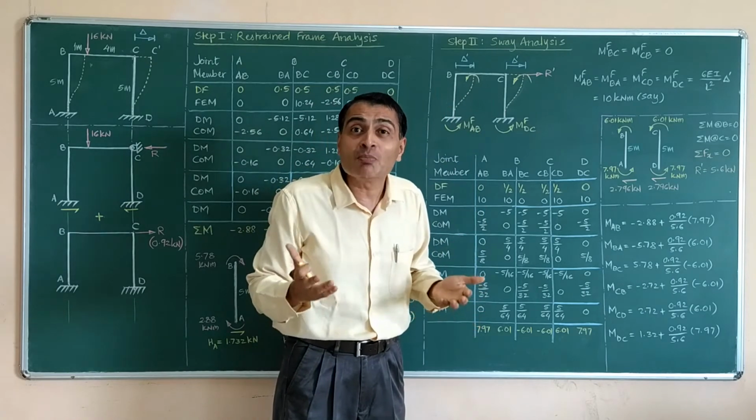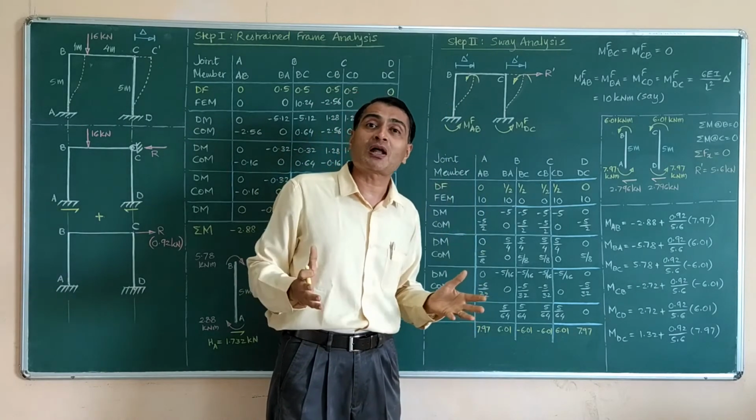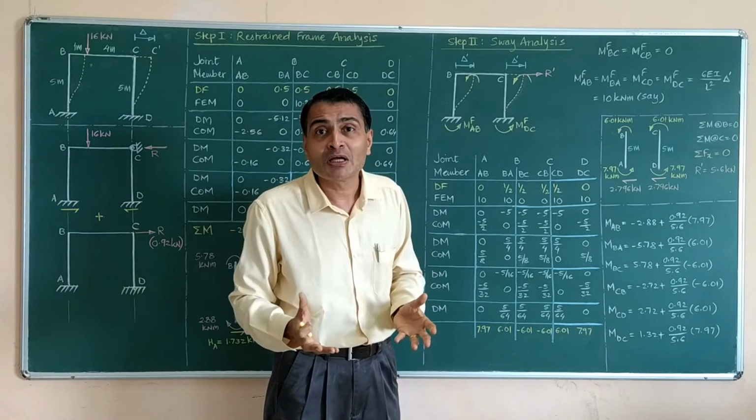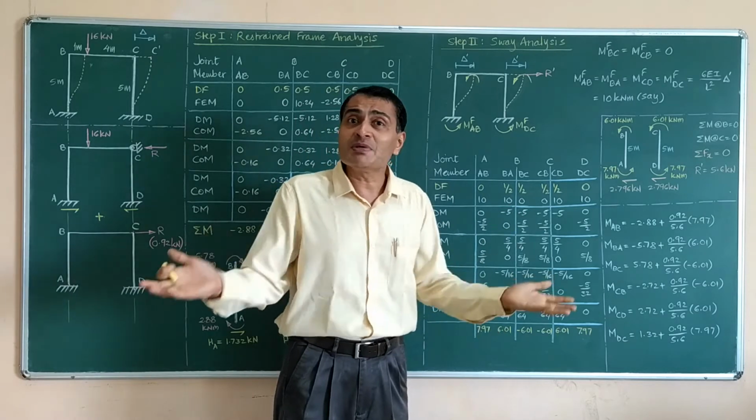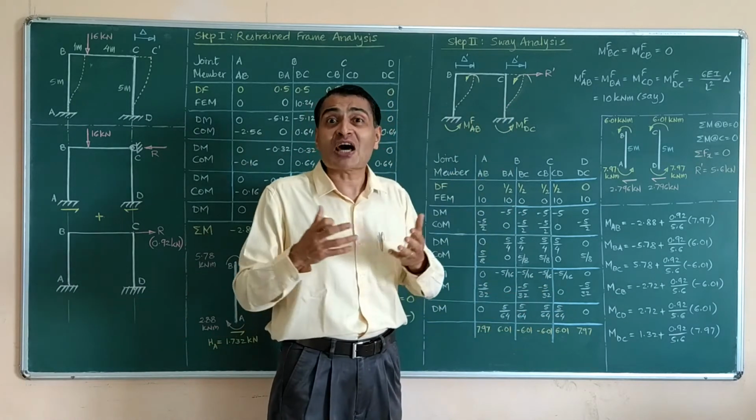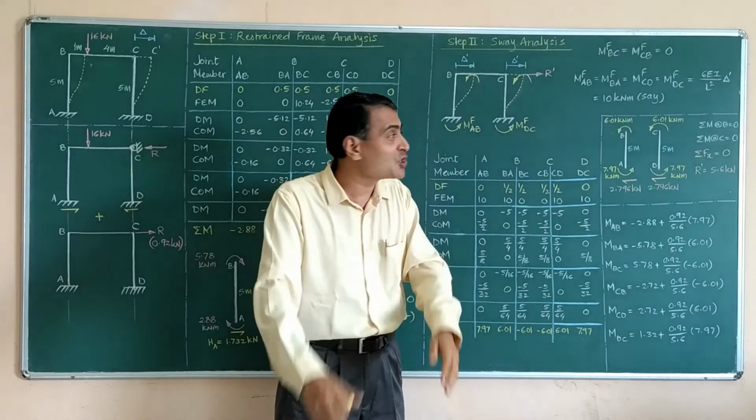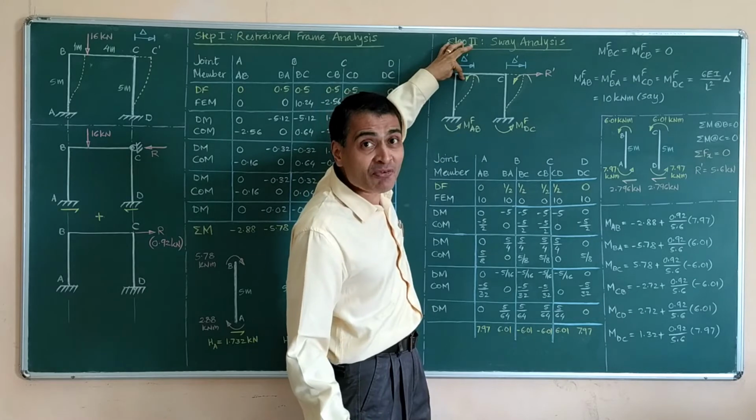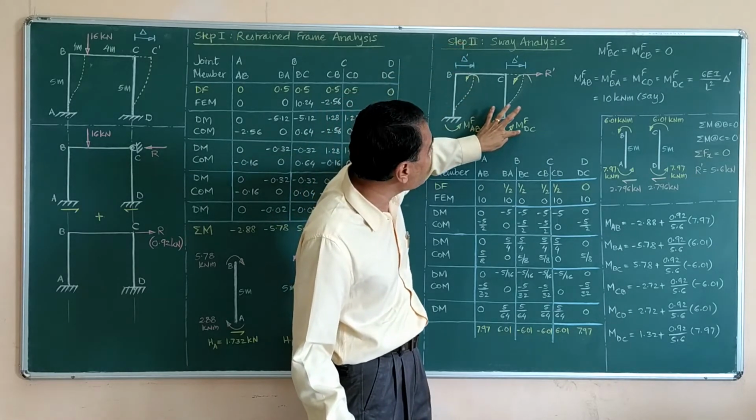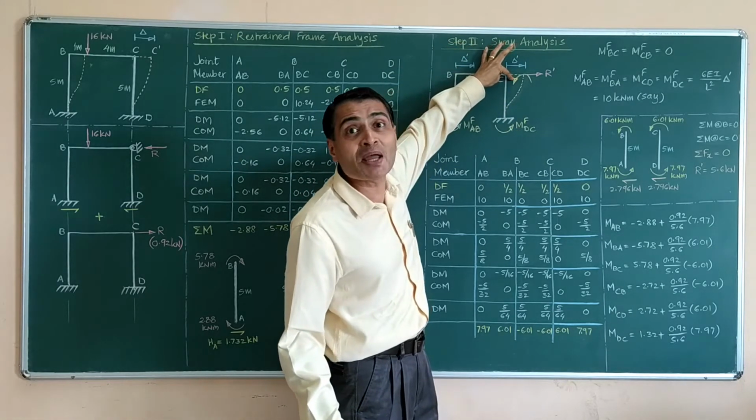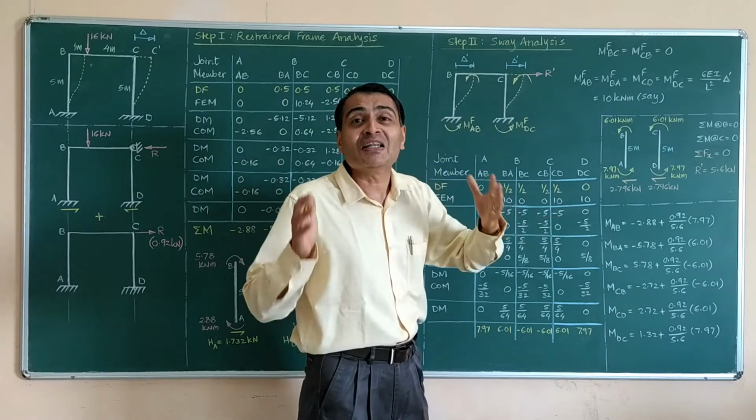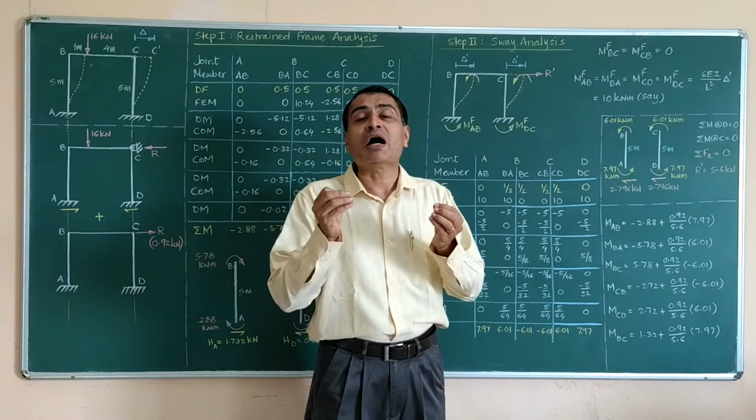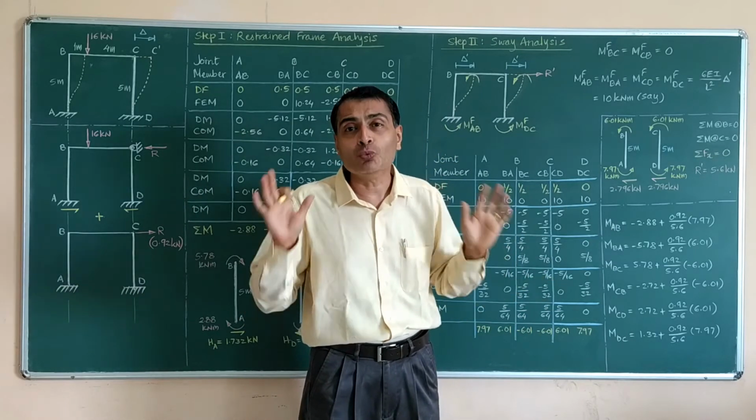As a result of this sway, there are going to be moments generated, end moments, and that expression also we are aware of, 6 EI upon L square into delta prime. But again, since delta prime is unknown, since R prime is arbitrary, what we are imagining, MF AB is equal to MF BA is equal to MF DC is equal to MF CD. All these, let us say, are 10 kilonewton meter, some arbitrarily chosen value.